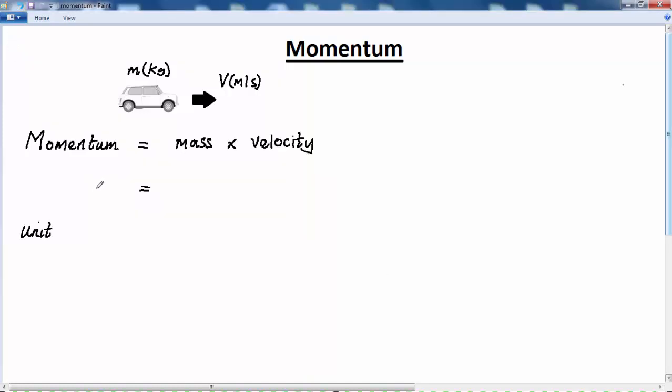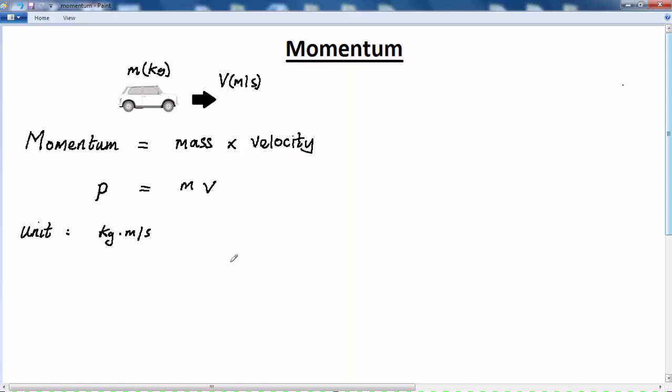So we have the symbol for momentum, which is p, or technically speaking it's the Greek letter rho, but it looks like a p, so we're using p here, is equal to m times v, so mv. And its unit will be, well, mass is kilograms, velocity meters per second, so kilograms dot meters per second.